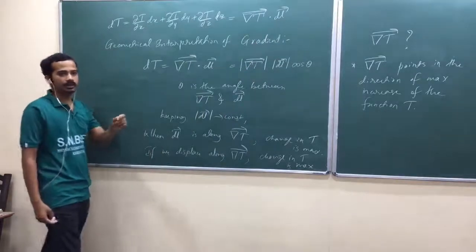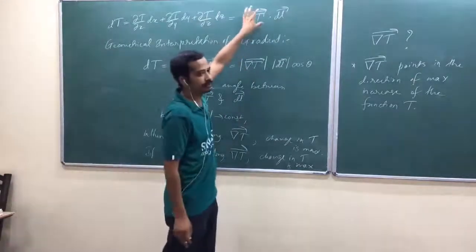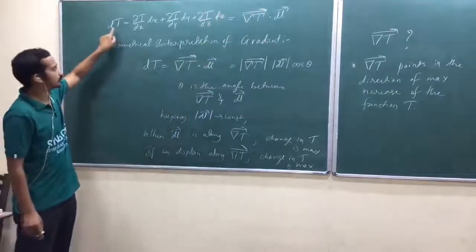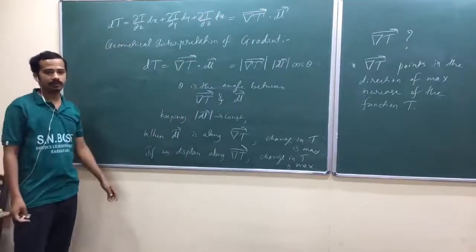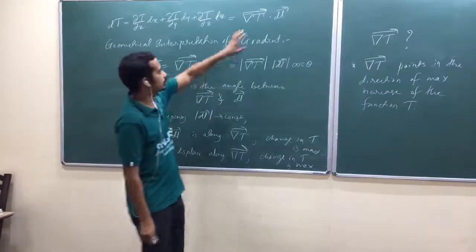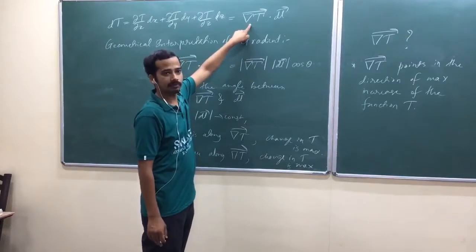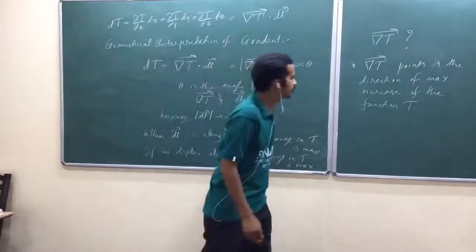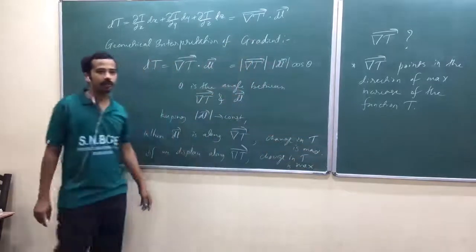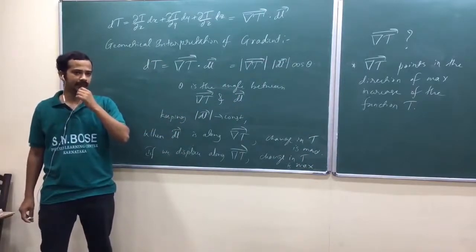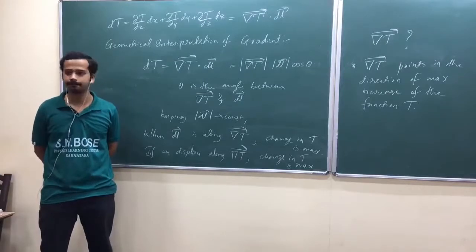What I found is, when I moved along the same direction of this change vector, gradient vector, the change in temperature is maximum. So that's why, in a reverse way, this should point in the direction of maximum increase of the function or maximum change of the function. That is the best way. Maximum increase or maximum change.